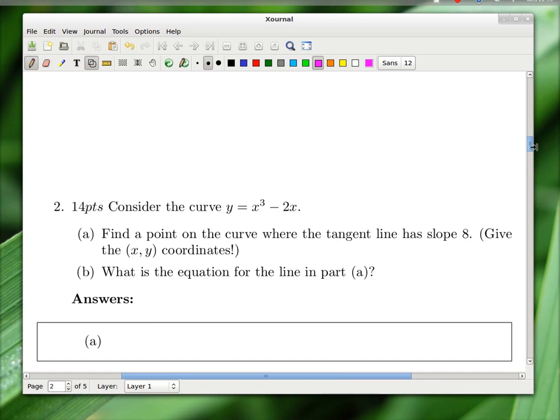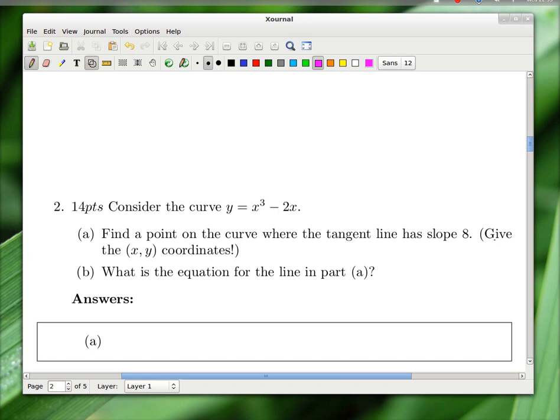Okay, so this is the second question on the practice exam. And it's about tangent lines again, because the derivative is the star of the show, and we use it to do all kinds of things, and among other things, find tangent lines. So it says, consider the curve y equals x cubed minus x squared. And part A is find a point on the curve where the tangent line has slope 8.